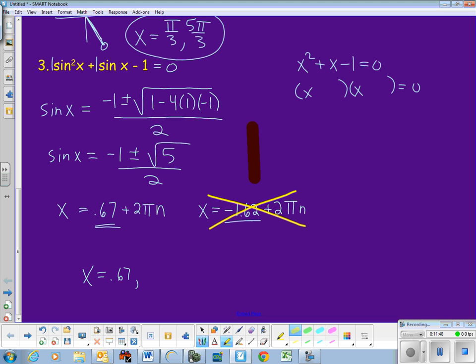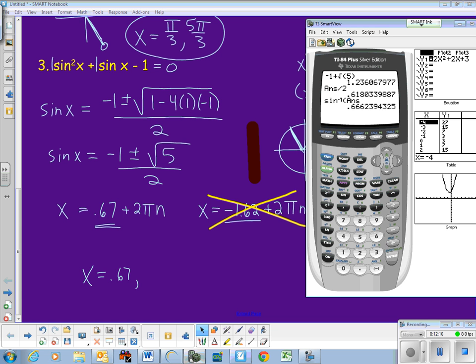So back to the unit circle. What I was asking my calculator is, where does the sine equal 0.618? Where's my height 0.618? That happens somewhere over here, which is 0.67 radians, and also somewhere over here, which is going to be 180 minus 0.67 radians, or pi minus 0.67 radians, 2.09 radians.